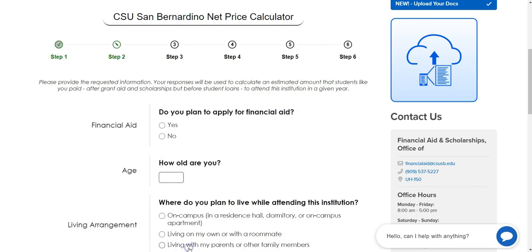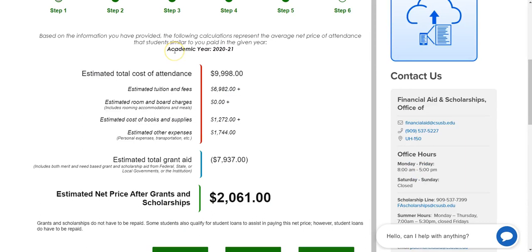First, agree. Then you want to select the answers that best fit your situation regarding living arrangement, residency, marital status, the number of people in college, etc. Once you have verified the information is correct, you can see your estimated net price that you may have to pay out of pocket. Please keep in mind that this is just an estimate and does not account for any changes to your yearly FAFSA, any scholarships the university will give, etc. Once you apply to the university and complete your FAFSA, you will get a true amount.